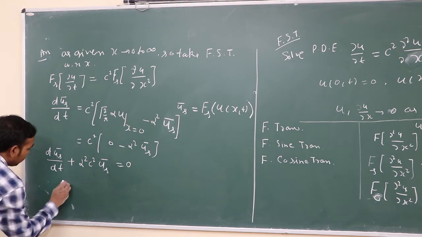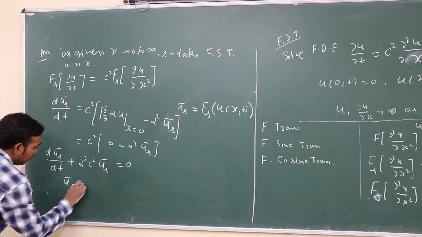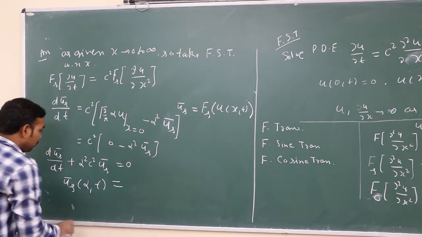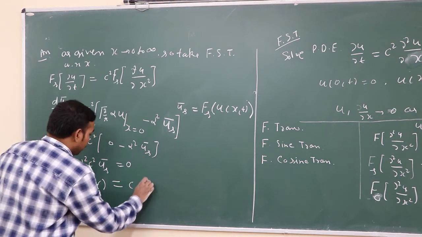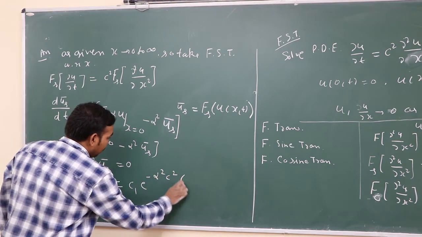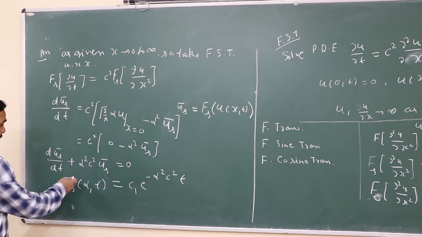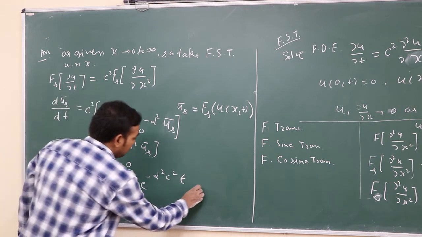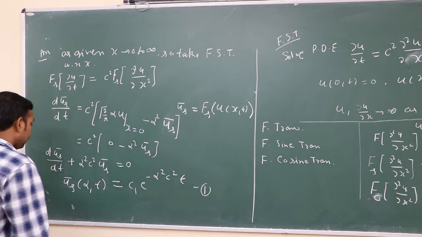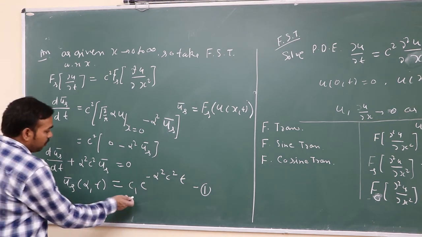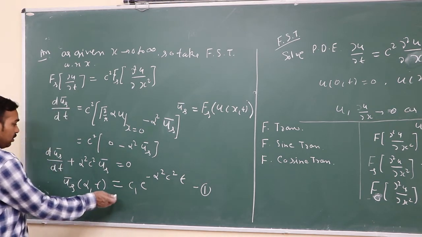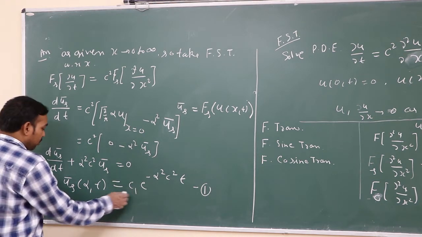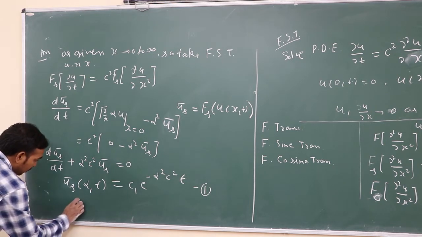Then we can say the solution of this equation is u_s bar(alpha, t) equal to c1 e to the power minus alpha square c square t. This is the solution of this differential equation, say this is 1. Now our motive is to find the value of this constant.